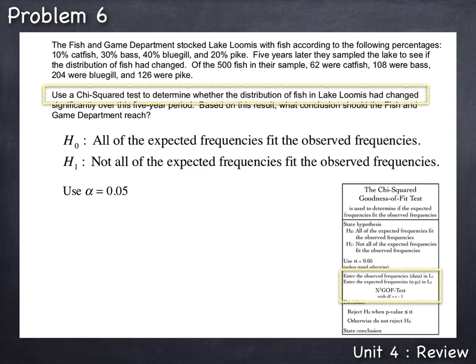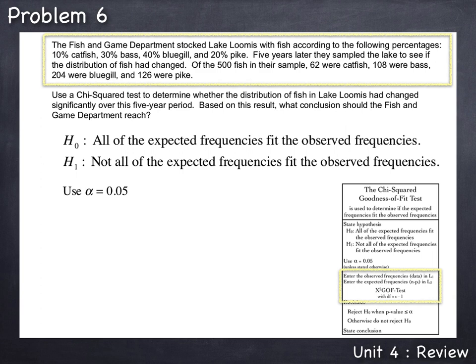The data that needs to be entered in the chi-square goodness of fit test are both the observed frequencies and the expected frequencies. The observed frequencies come from the actual sample data. In this case, their sample of fish that was collected 5 years after the lake was stocked. And then the expected frequencies are always based on n times p, n the total sample size times p the hypothesized percentages. Those expected frequencies, n times p, are entered in the second list, list 2. All of these values are given here in the problem.